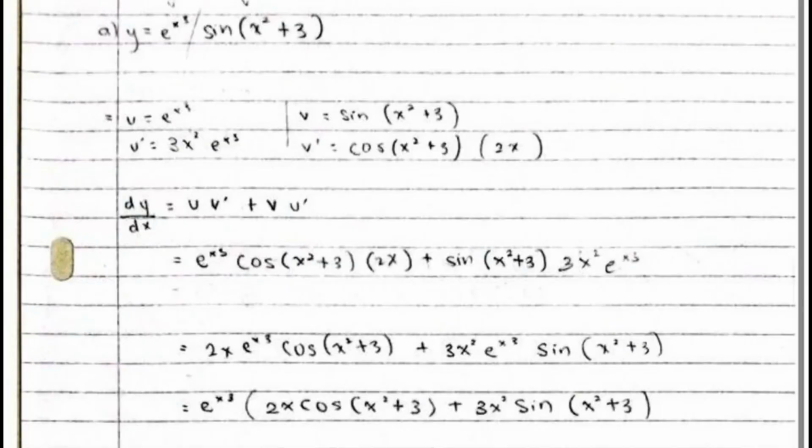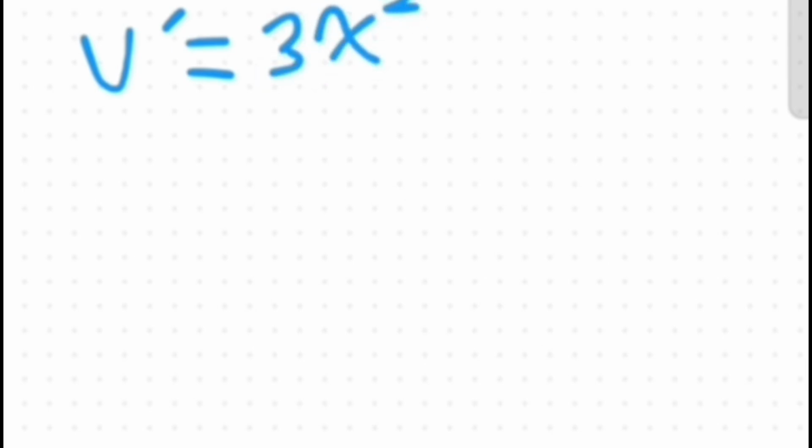Question A. y equals e to the power of x cubed, sine in bracket x squared plus 3 close bracket. First, we need to differentiate u. So u prime, we bring the 3 to the front, write the x back, and then we minus 1: 3 minus 1 equals 2. And then we write the e to the power of x cubed back.